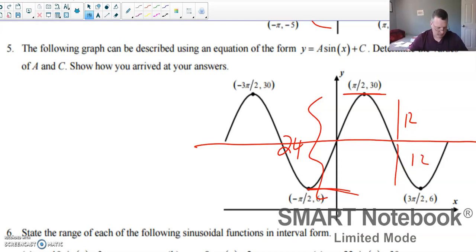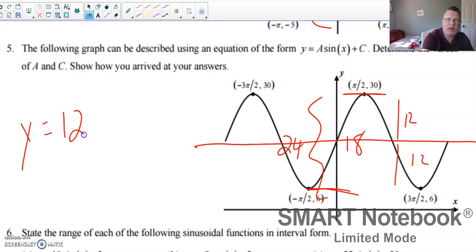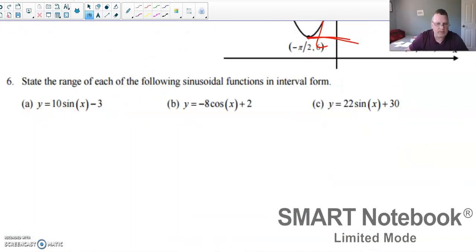Okay, so 12 from 30 is 18. So it's y equals 12 sine x plus 18. Okay. There you go. Extend the page.